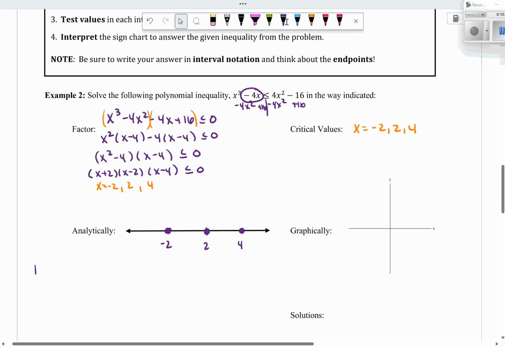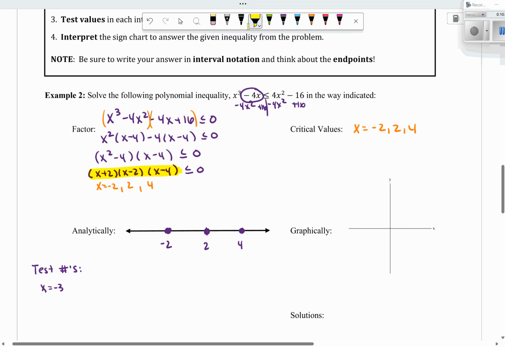So we're going to test our values in each of the spots. So we want to test x equals -3 because that's below -2. And we're going to use our factored form when we're doing this because it's easier just to look at the sign. So I don't always plug in the values.